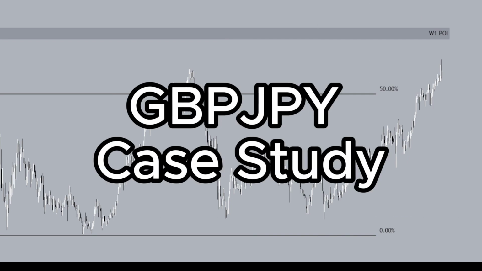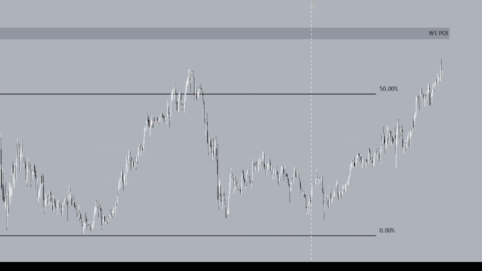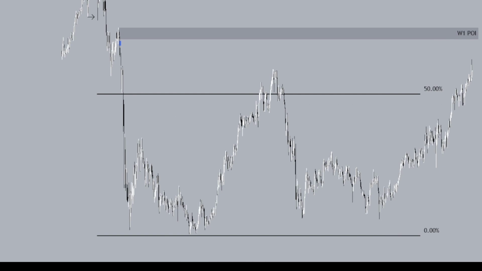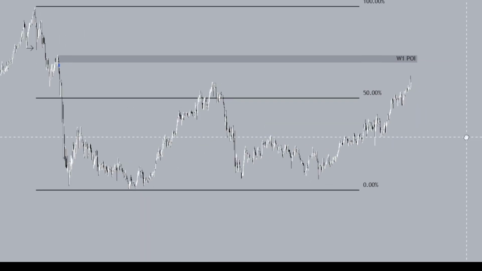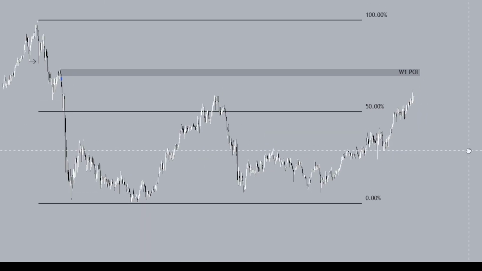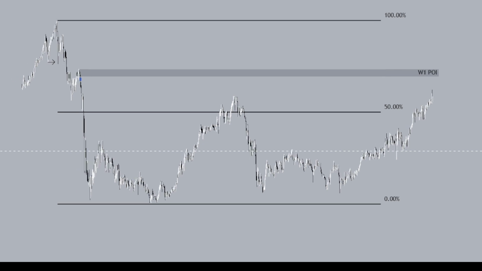Here we have the GBP JPY chart in front of us, and we're going to be going over a case study, a bullish case study that was dissected within the community. I thought I'll share it publicly here at Liquid FX. So again, what we have over here is the weekly time frame.